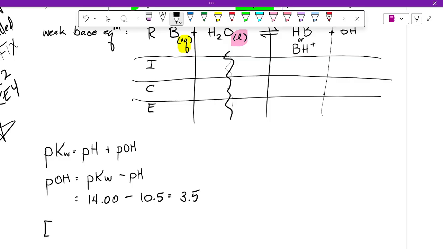Once you know your pOH, you can find your concentration of OH minus. Do you remember how to do that? 10 to the negative pOH, yes.